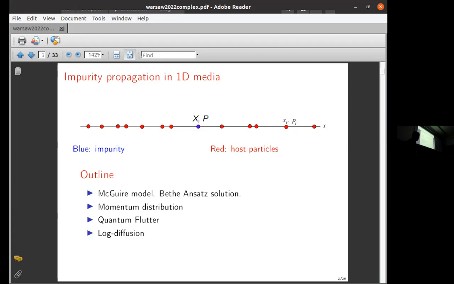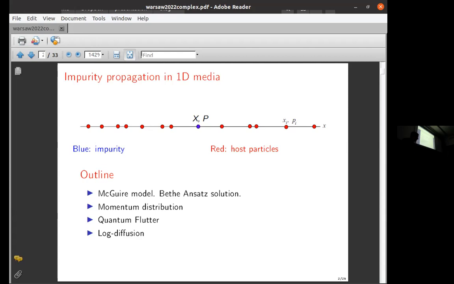Here's a cartoon of our system, which has some red particles, which are called host particles, with some interaction. And the blue particle, which I will call the impurity, is depicted in blue because it has properties different from the properties of the host particles.